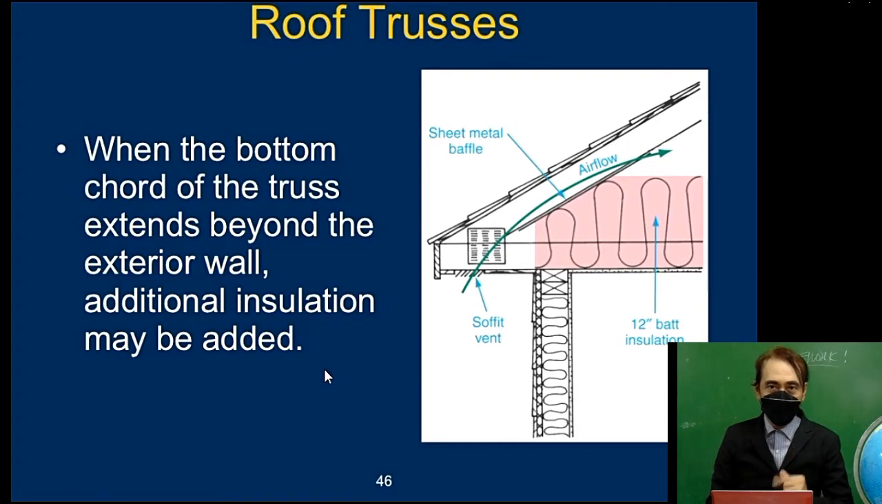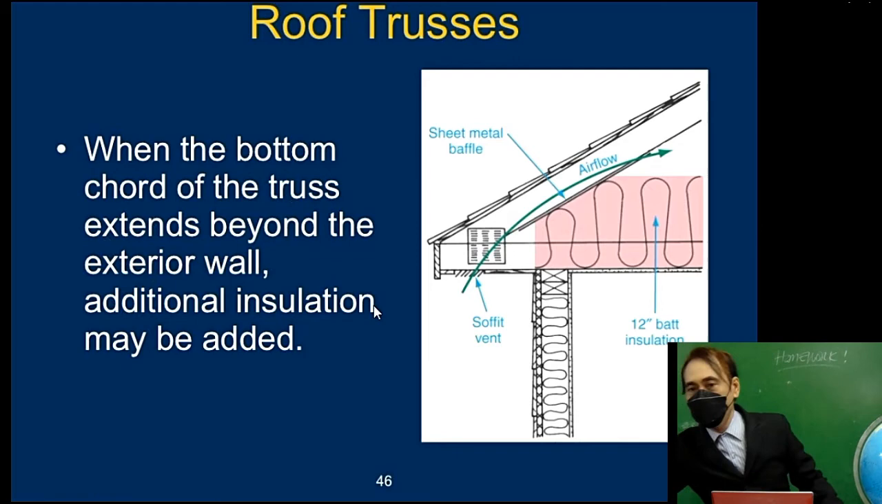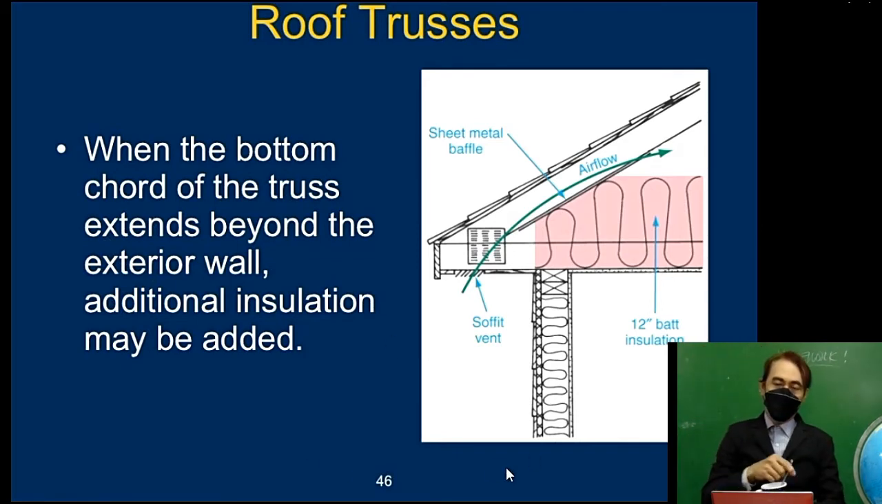Roof trusses. When the bottom chord of the truss extends beyond the exterior wall, additional insulation may be added. Right here. So here is the insulation, if the truss extends beyond the exterior wall.